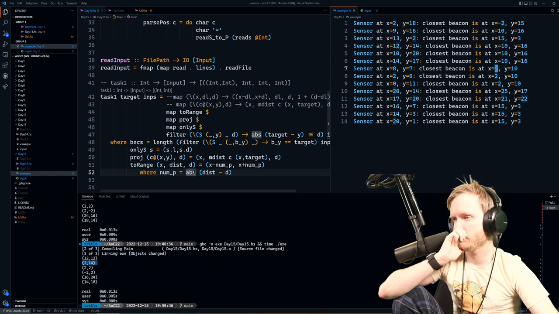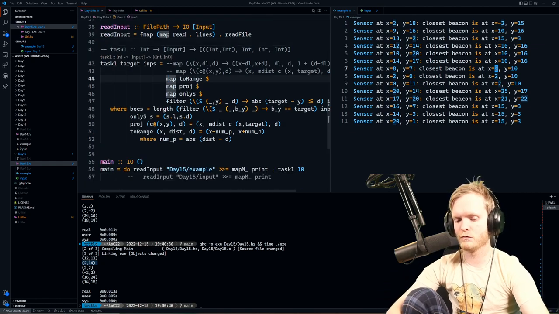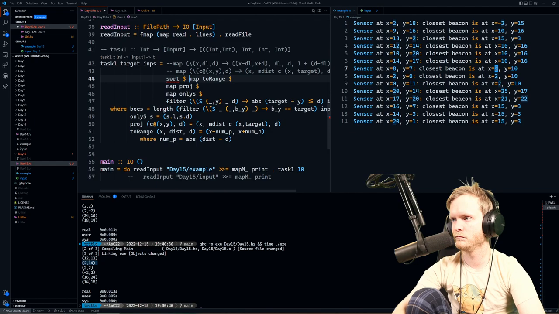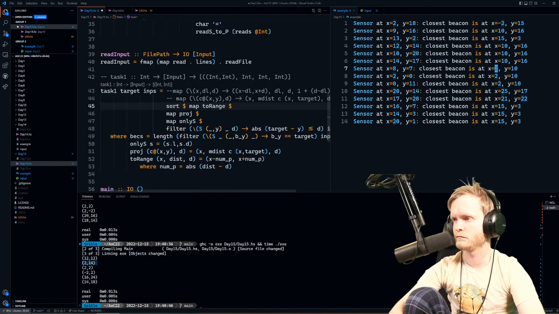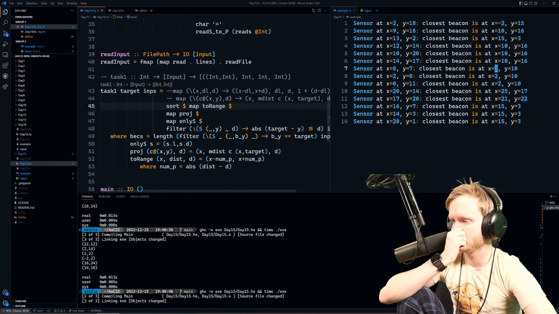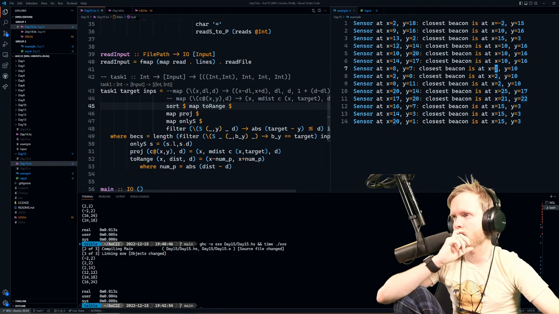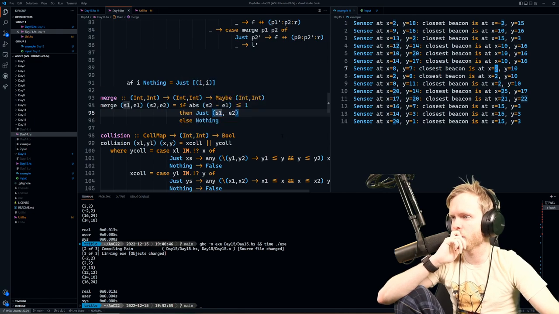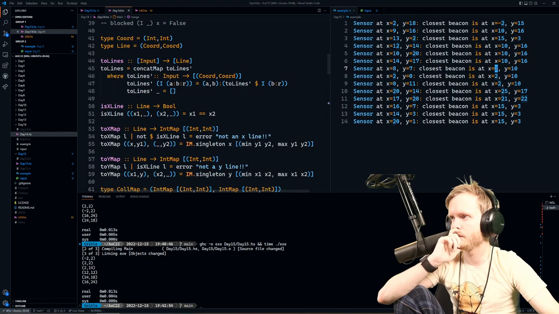Now we want to merge the ranges. Okay, so let's do a sort. Import Data.List sort. And now we're doing the same as we did here. We are merging all the ranges.